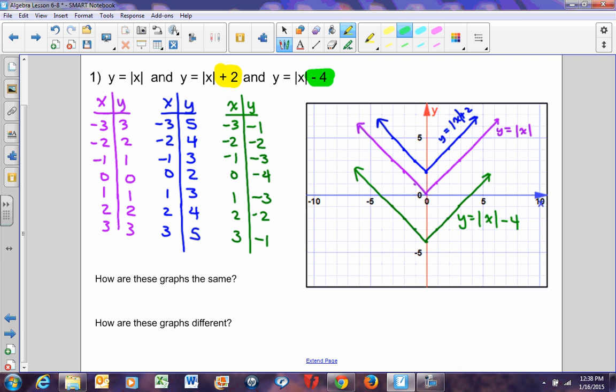So how are these graphs the same? They are the same shape, same shape and size. And how are they different? They moved up or down.